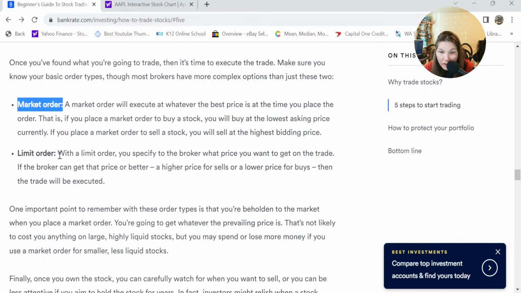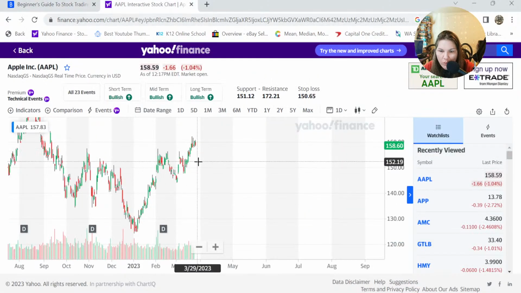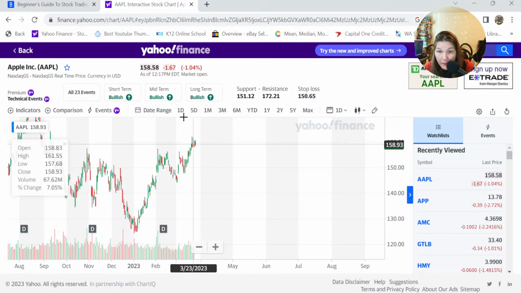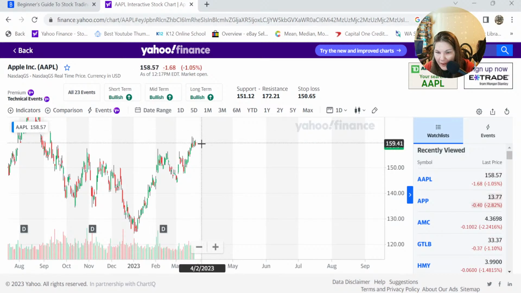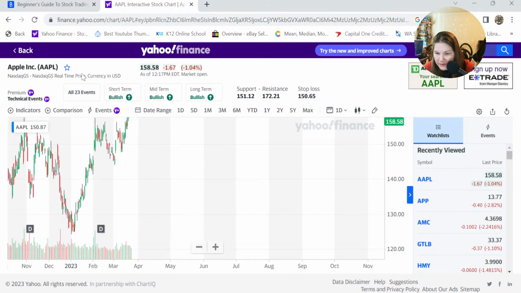A limit order is different than a market order. You specify to the broker what price you want to get or what price you're willing to pay. If the broker can get that price or better, a higher price for sells or a lower price for buys, then the trade will be executed. So if you want to do a limit order, you say, okay, well, the stock right now is, what's it at? 158.